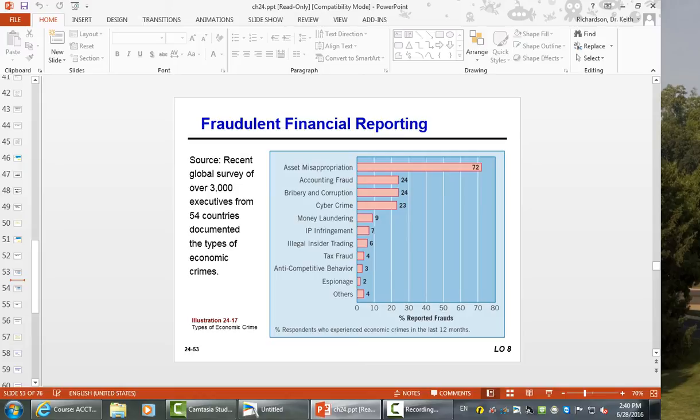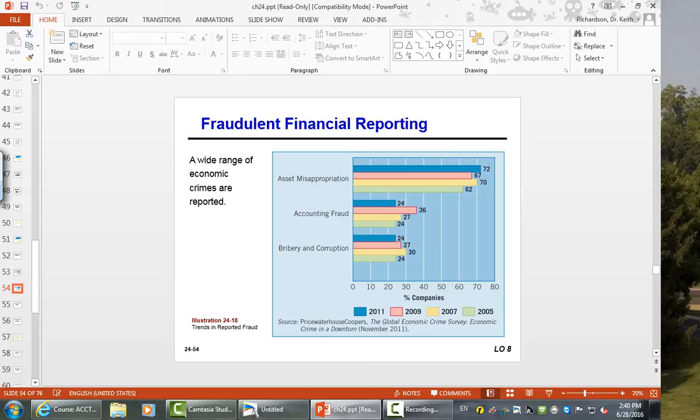Asset misappropriation, somebody stole some money, is more frequent than accounting fraud. But which one's the money? It flip-flops, doesn't it? The frauds are what really cost money, not asset misappropriation. Stealing a little bit of money out of the cash register is not a very big deal, right? That kind of thing isn't going to hit you. That accounting fraud is going to be big. So that's kind of interesting. Take a look at that stuff.